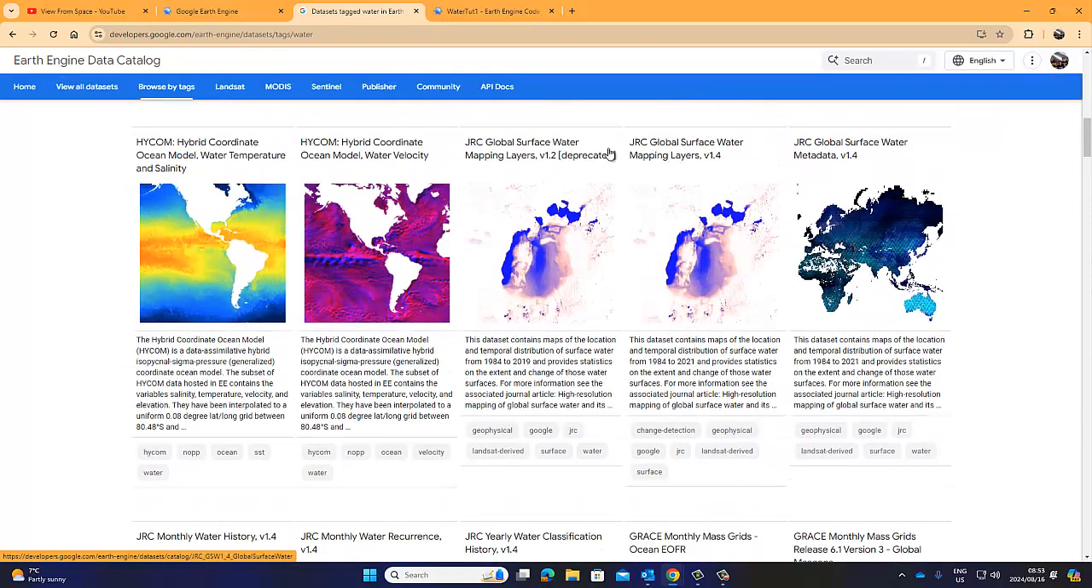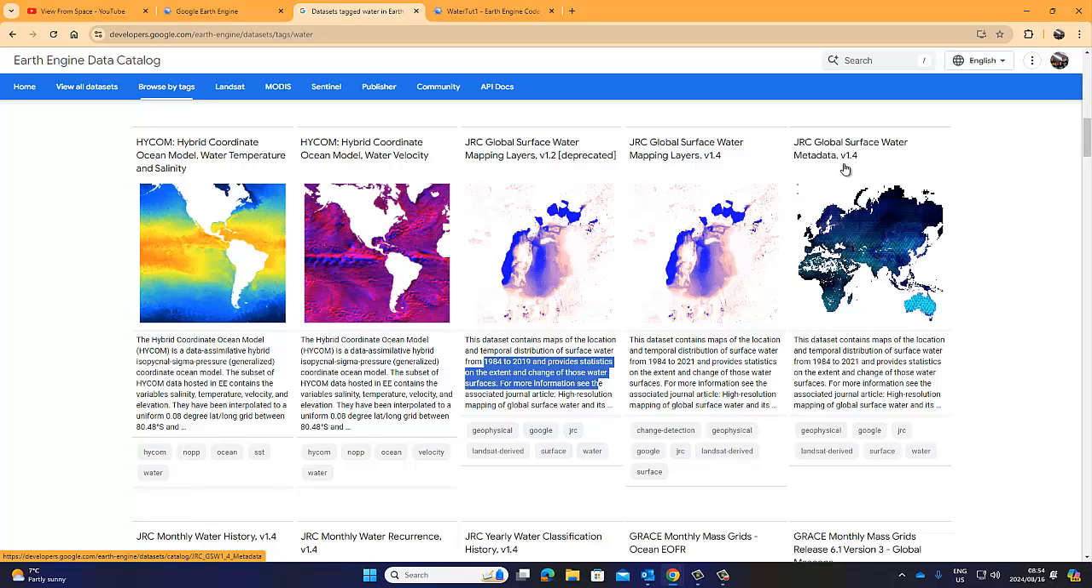Okay, so here's something here, global surface water mapping. The dataset contains maps of location and temporal distribution of surface waters. Okay, so this is surface water and provides statistics on the extent and change of those water surfaces. So that may be interesting. There's another one, surface water, but these are all up to 2021, but it's good for historical context. There's 1984 to 2021. Okay, so that one is deprecated, we're not going to work on that.